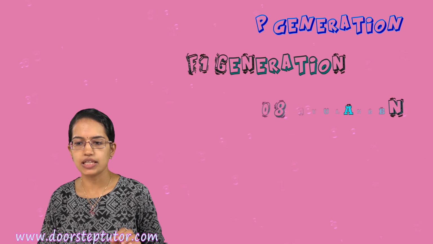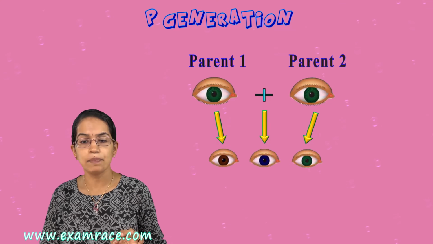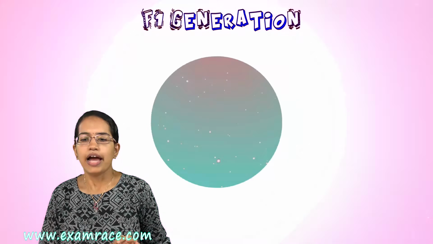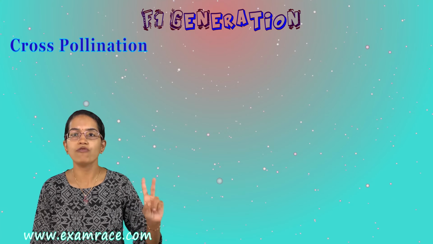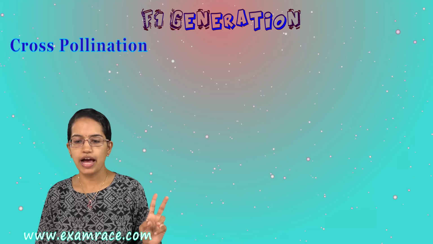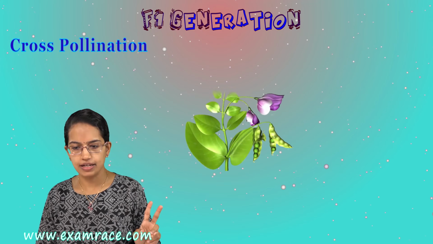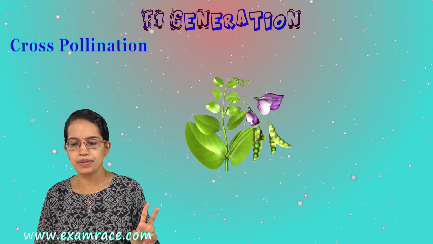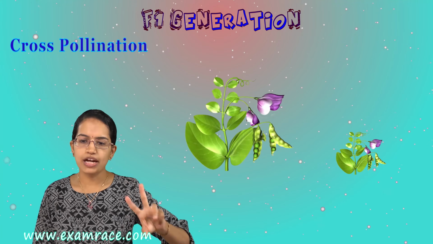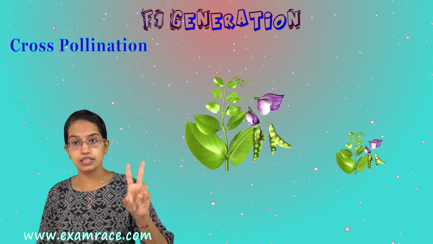Let's begin with the three terms, that is the P generation, F1 generation and F2 generation. P generation, as the name suggests, is the parent generation. F1 generation is a cross-pollination or a cross of the parent generation. So you would have, let's say, a pea plant here and another pea plant here. What we are trying to do is study the cross-pollination.